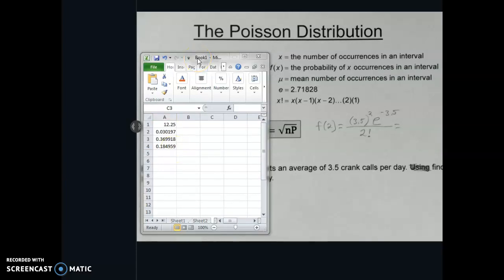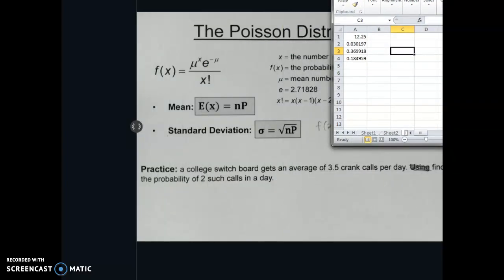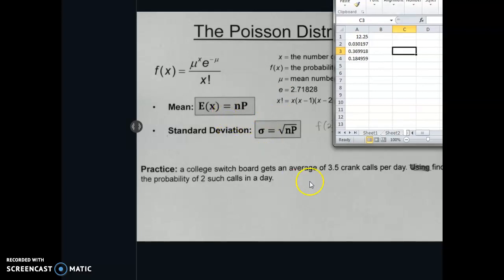Finally, let's go ahead and calculate the mean and the standard deviation. The mean's easy. It's given to us. No calculation involved. 3.5 crank calls. The standard deviation is going to be the square root of the mean. We can do that right here. Put equals, use Excel's square root function, and we want to put 3.5. That's our mean, and then we can find out that that is 1.87. All right, that's it.